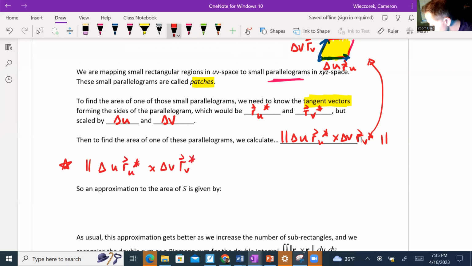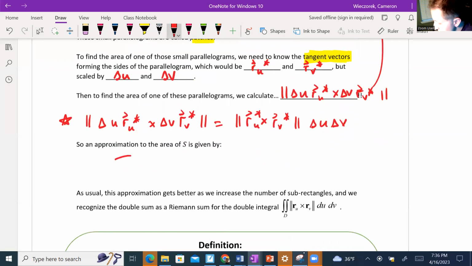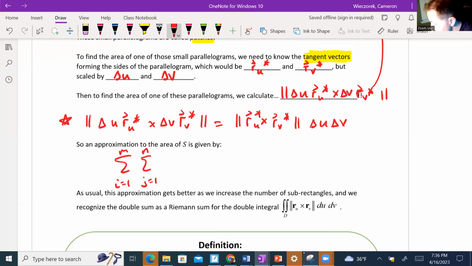So if you go through the calculations for this, you're going to end up with a square root of delta u squared delta v squared, so it's going to come out as a delta u delta v. So this is just going to give you the magnitude of r_u star cross r_v star delta u delta v. And then if we sum across all those patches, I can sum from i equals 1 to m and from j equals 1 to n for both directions of this magnitude, r_u star cross r_v star delta u delta v.